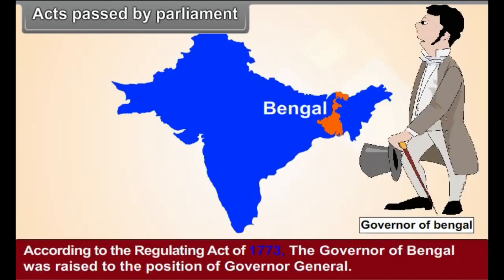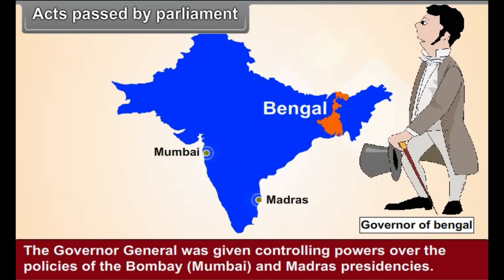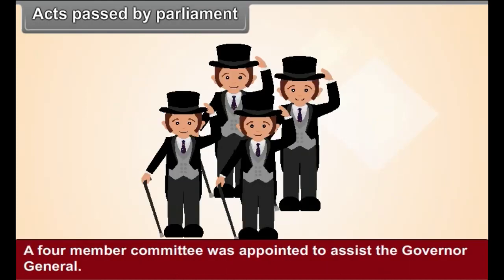Acts passed by Parliament. According to the Regulating Act of 1773, the Governor of Bengal was raised to the position of Governor-General. The Governor-General was given controlling powers over the policies of the Bombay, Mumbai and Madras presidencies. A 4-member committee was appointed to assist the Governor-General.